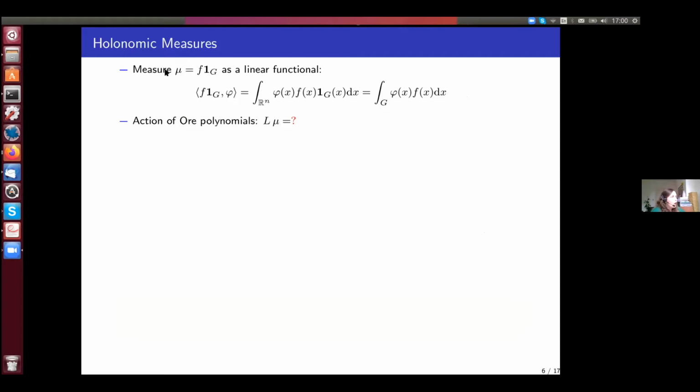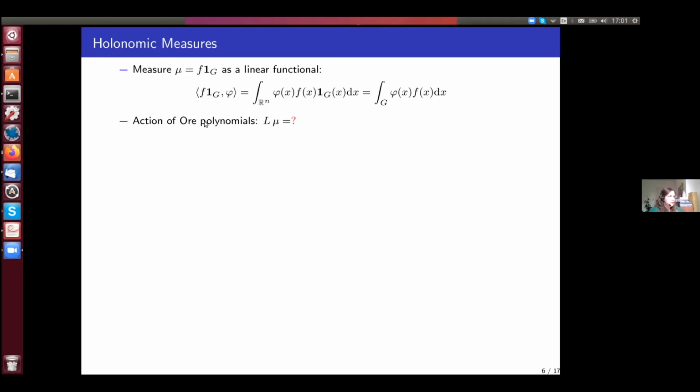We would like to look at the measure as a linear functional, and in this case, when I have both the support and the density, I can express it simply by using the characteristic function for the support. So it's just 1 when the point is in the support and otherwise it's 0. So we look at the action of this measure on the test functions phi, and we have the usual formula of the integral over G with respect to the density f of the test function phi.